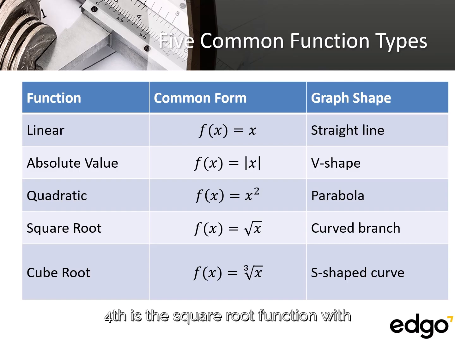The fourth is the square root function, with parent function f of x equals the square root of x. Its graph is a curved branch that begins at an endpoint. And finally, we have the cube root function, with parent function f of x equals the cube root of x. Its graph has an S-shaped curve. These 5 parent functions will serve as our basic references. As we move through the lesson, remember these characteristic shapes because they will help us recognize the function families.